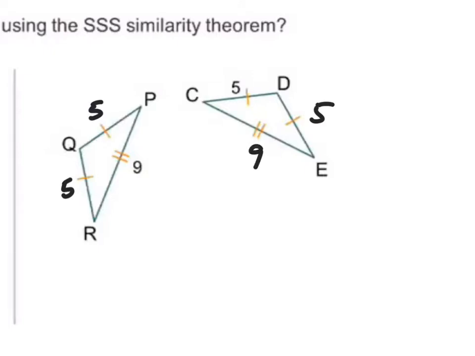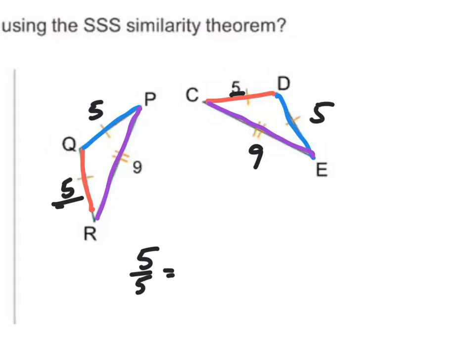And what I would say is, let's just correlate QR with CD. Let's correspond QP with DE. And then let's correspond RP with CE, okay? And so, what we can say here is that, if I take QR, which is 5, and compare it to the length of CD, so if I do 5 divided by 5, is that equal to me doing 5 divided by 5 here? And of course it is.